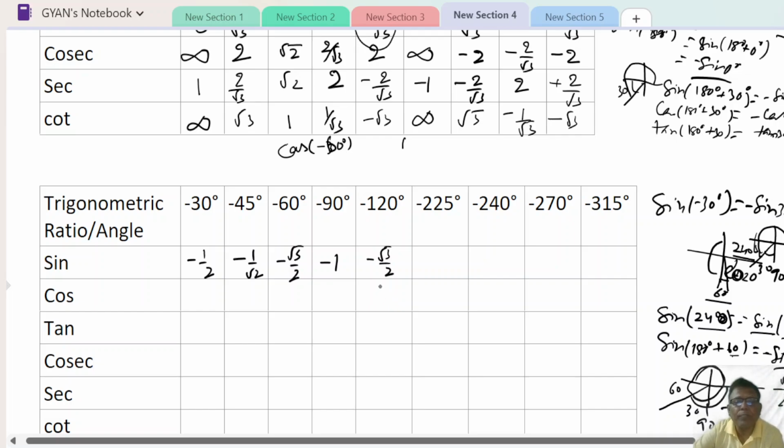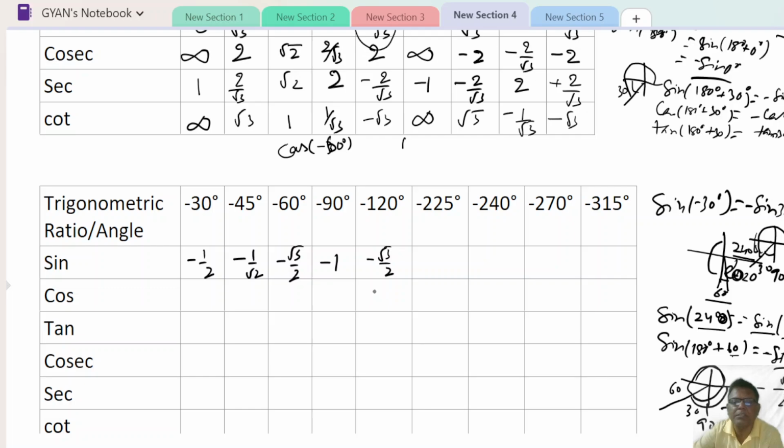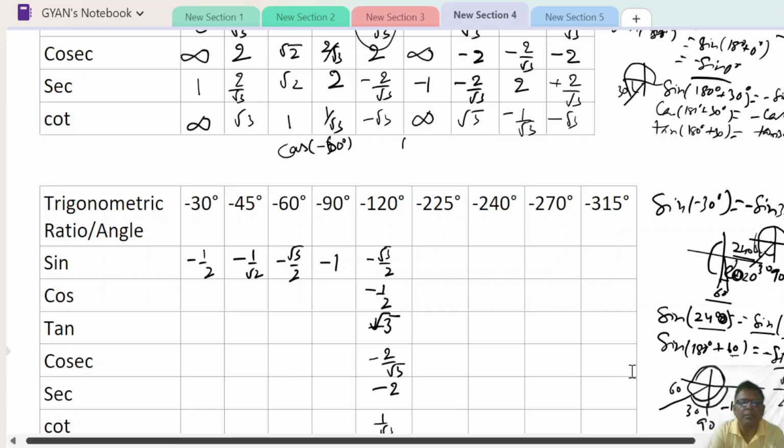Similarly, cos minus 120 degree you can write as minus cos 60 degree, which is equal to minus half. Tan 120 also take, so in this quadrant tan is positive. So minus becomes positive, so tan 60 degree is equal to root 3. Now you take the reciprocal of this. The reciprocal of this is minus 2 by root 3. The reciprocal is this, minus 2. And this reciprocal is this, minus 1 by root 3.